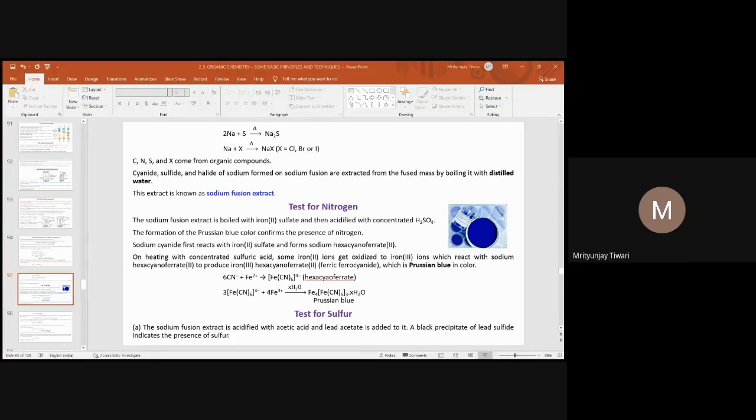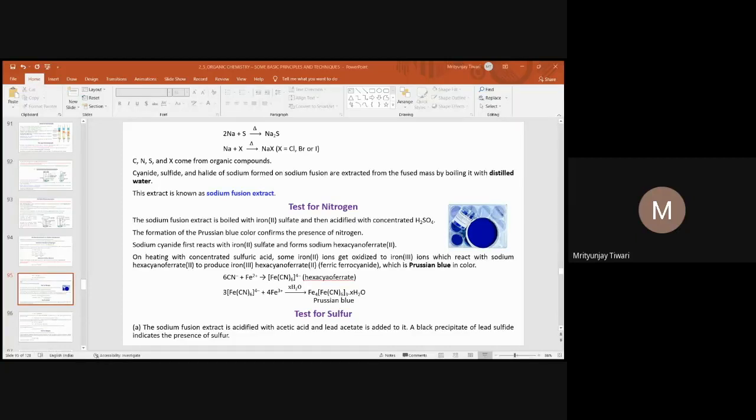So what happens if the sulfur and nitrogen are both already present in the organic compound? In that case, we don't get the formation of sulfide. Instead, the formation of thiocyanate happens. SCN minus is formed in the sodium fusion extract, giving sodium thiocyanate. Sodium, carbon, nitrogen and sulfur react, since nitrogen and sulfur are already there, and if it is an organic compound, carbon will also be there. So it forms CN minus and NaSCN.